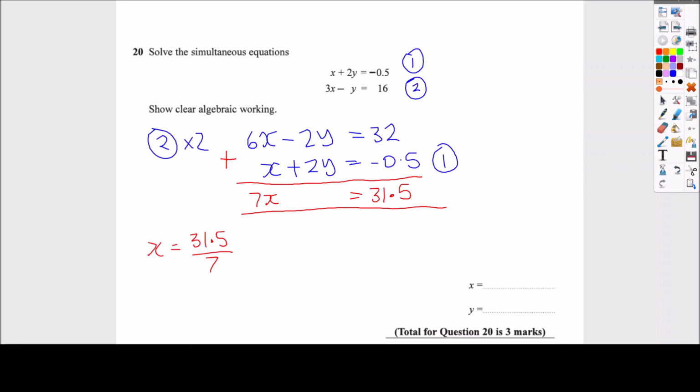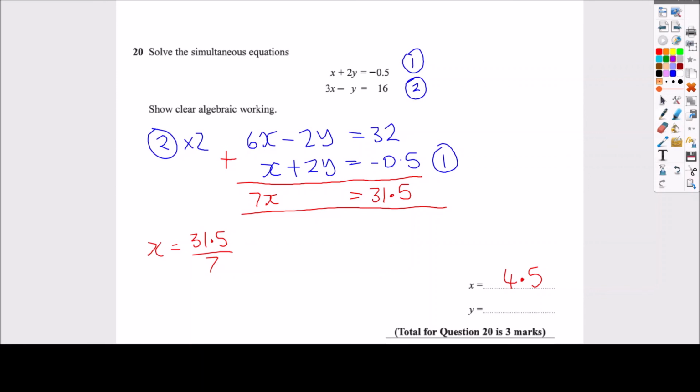31.5 divided by 7, which is, switch my calculator on. 31.5 divided by 7 is 9 over 2, so that's 4.5. So x is 4.5. Okay, now you can take either of the two equations.